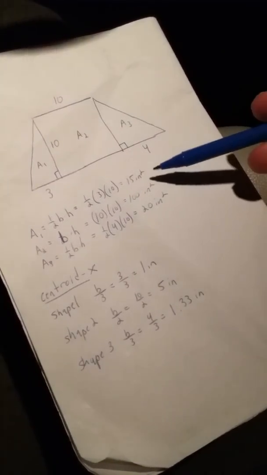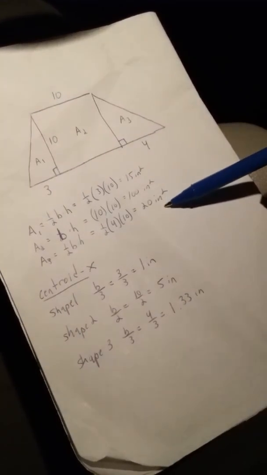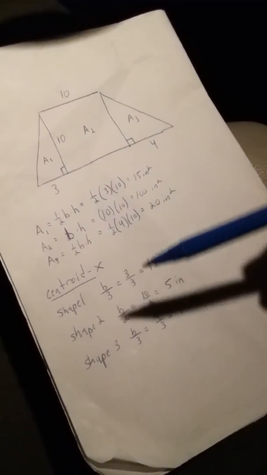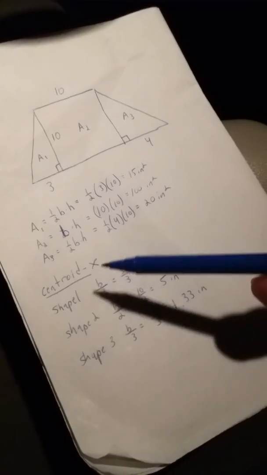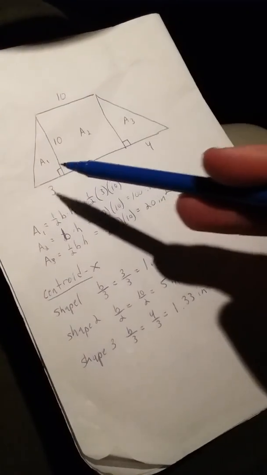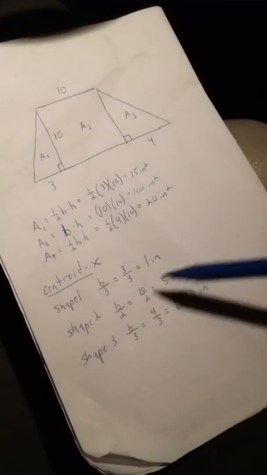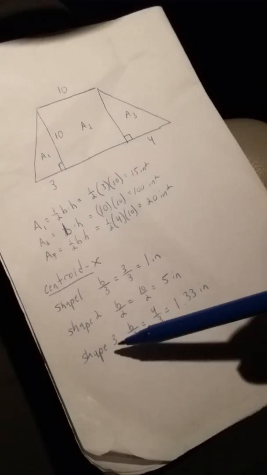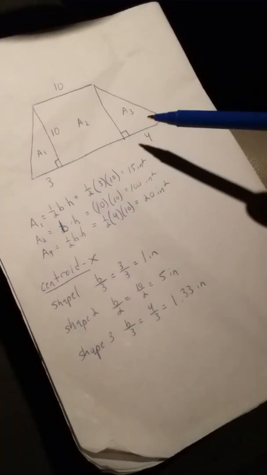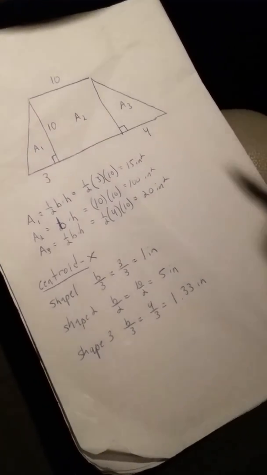So all your areas were 100% correct. Awesome job. Okay, then you found the x component of the centroid. So for shape 1, which is the triangle, you found the x component to be 1 inch. You found the x component of shape number 2, which is the square, to be 5 inches. And you found the x component of the centroid for the second triangle to be 1.33 inches. Fantastic.